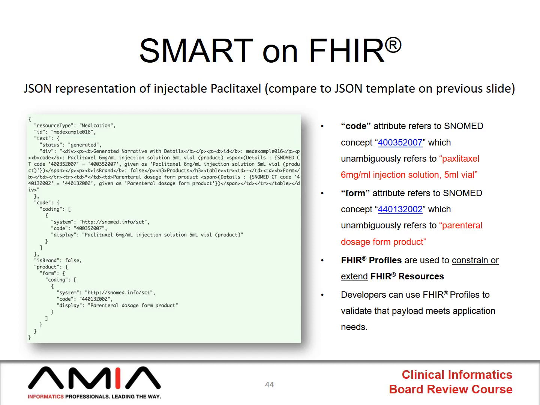So if you look about midway down the screen, you can see that there's a reference to the coding system, and the code here is 400352007. I can see, in fact, that the code system that this FHIR resource is referencing is SNOMED CT. And if you go to the SNOMED website and actually look this up, you can see that this resource unambiguously refers to a very specific dose form of paclitaxel. It's actually the paclitaxel 6 milligram per milliliter injection solution that comes in a 5 milliliter vial.